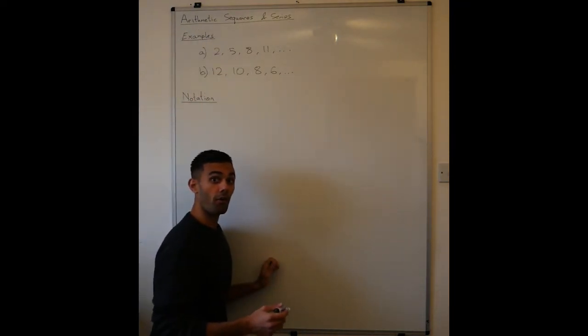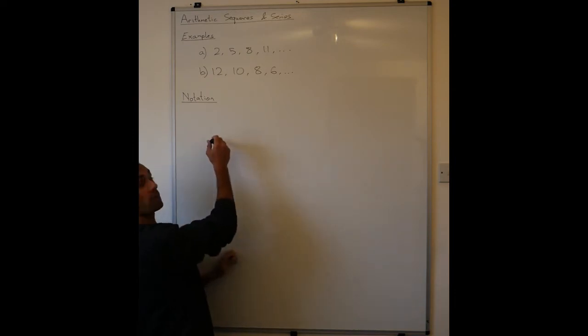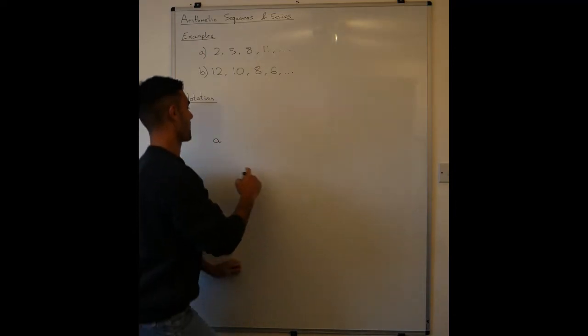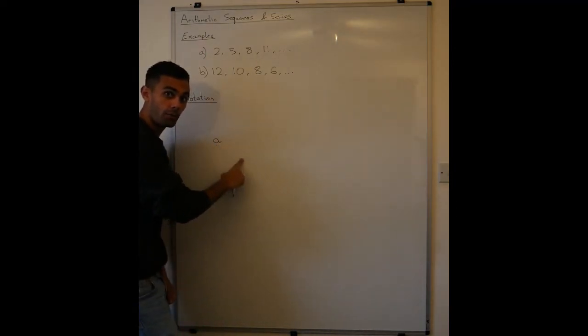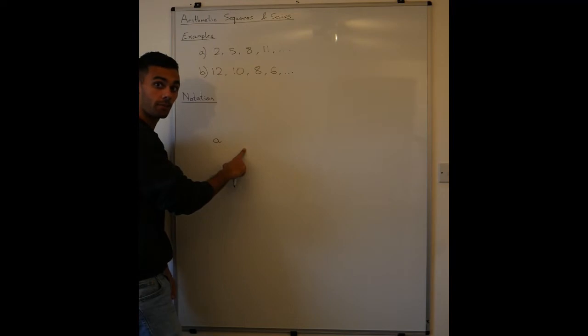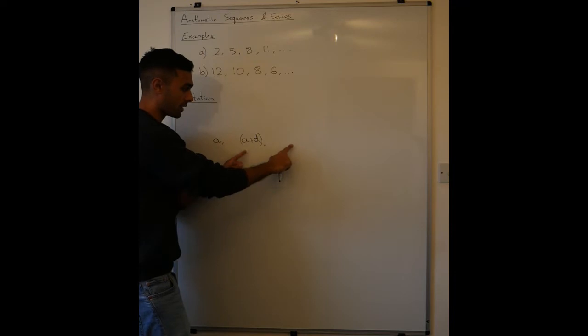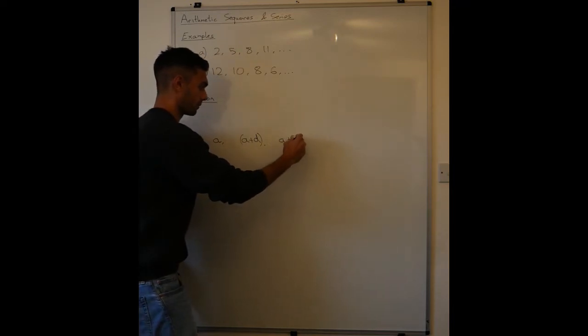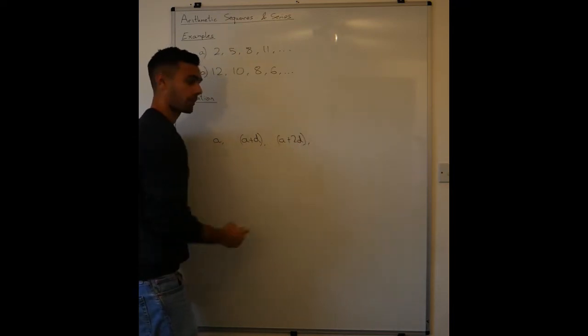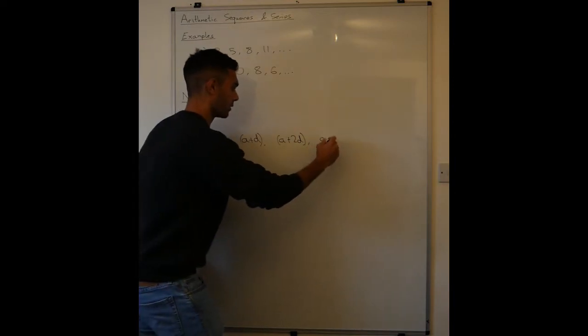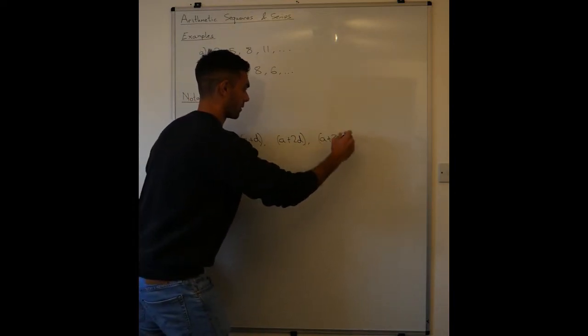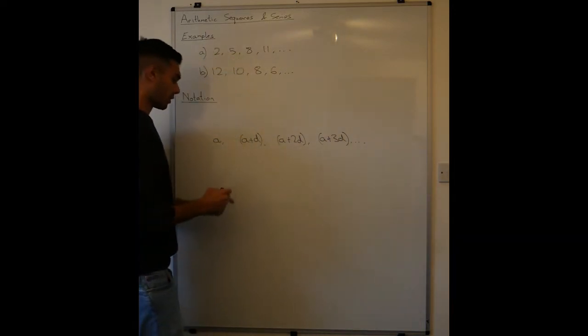The first term of any arithmetic sequence is usually denoted with the letter A. And then the number you add on to move to the next term is D. So term 2 will be A plus D, and then I'm going to add D to this to get to my third term. And add D again, and so on. And on the sequence goes.